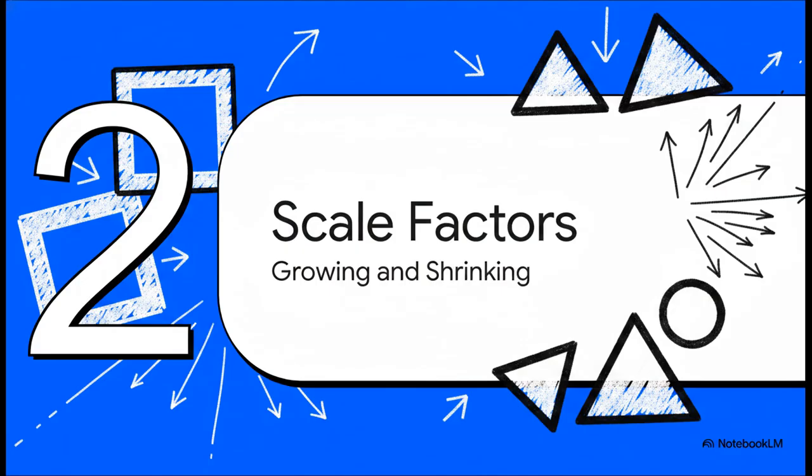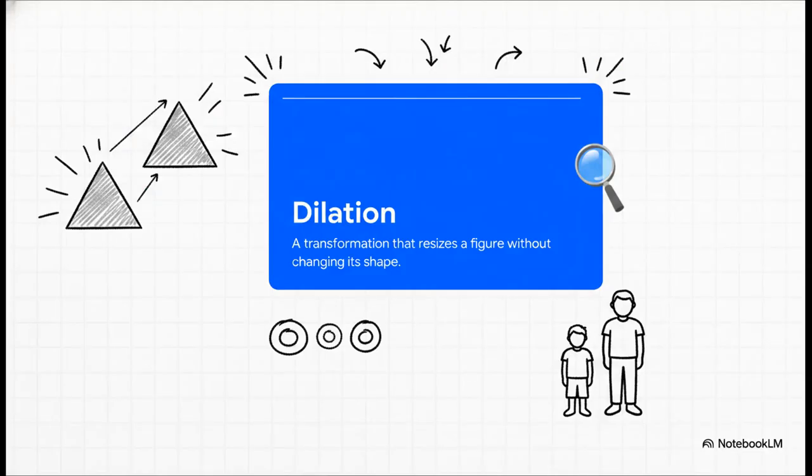Let's really nail down the core math behind how things actually grow and shrink. So the absolute most important takeaway here is this definition, dilation. Basically, a dilation is a transformation that resizes a figure without changing its overall shape. It keeps all the angles exactly the same, and the sides are proportionally scaled out from a center point.